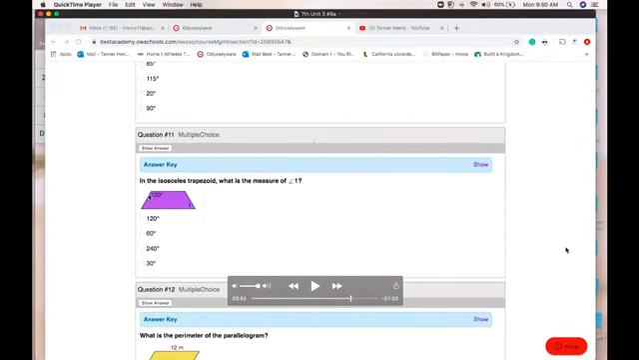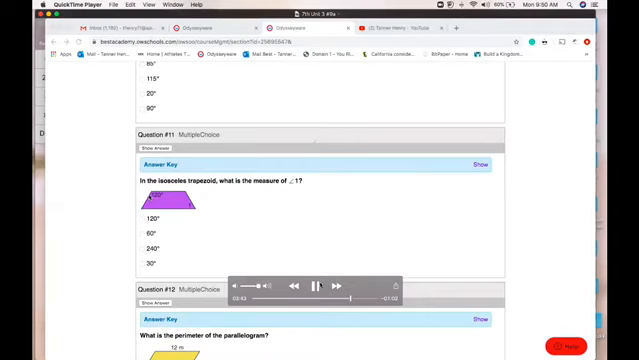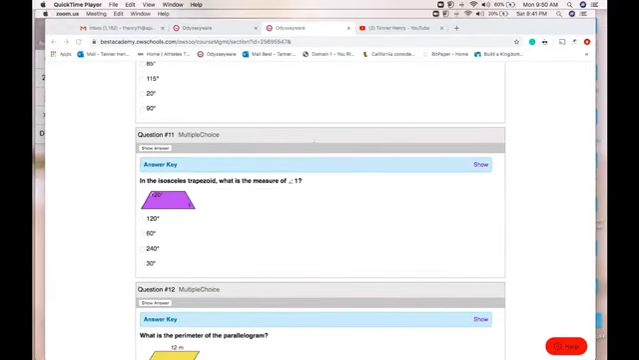Number 11, in the isosceles trapezoid, what is the measure of angle 1? So essentially 120 and then the measurement over there to the right, 120, they're the same angle. So they both are 120. So again, that's a straight line. So now we have these straight line supplementary angles.